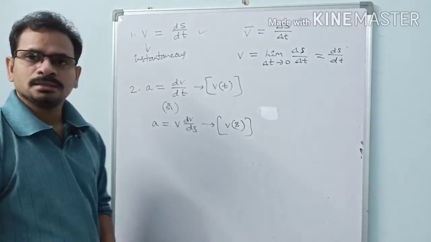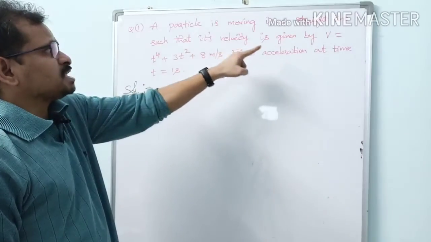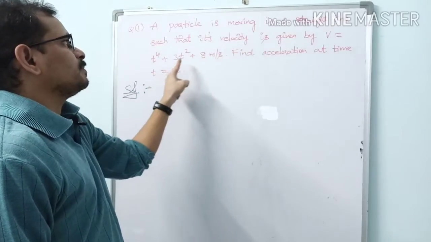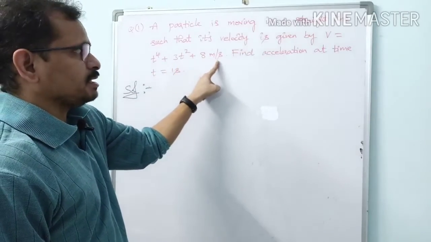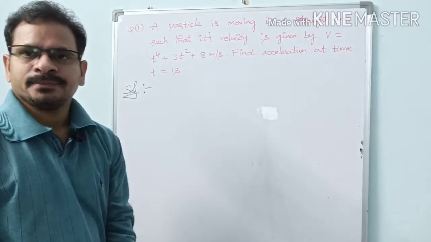Now shall we go to problems directly? First question is, a particle is moving in a straight line such that its velocity is given by v equal to t power 4 plus 3t square plus 8 meters per second. Find the acceleration at t equal to 1 second.